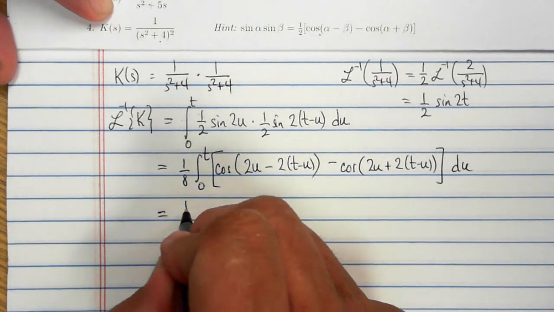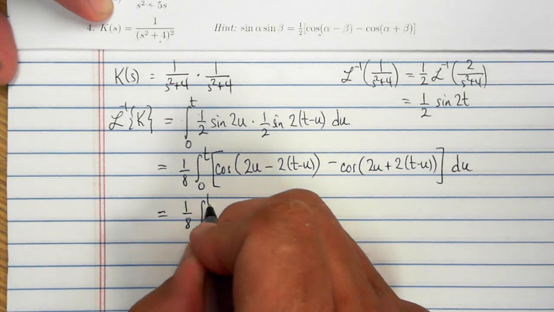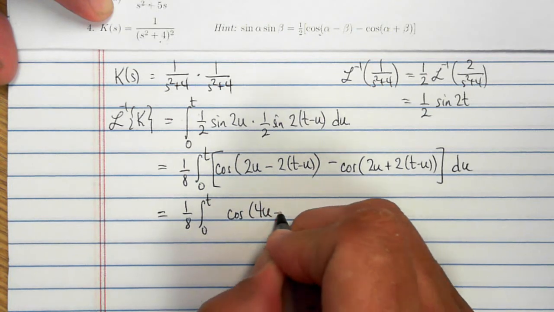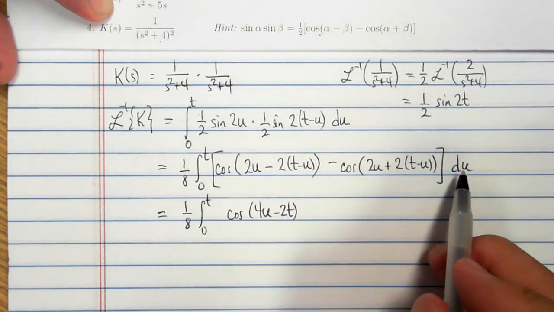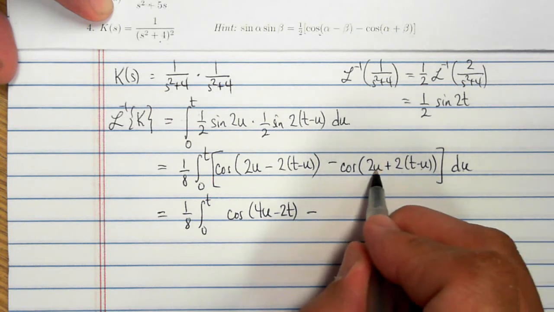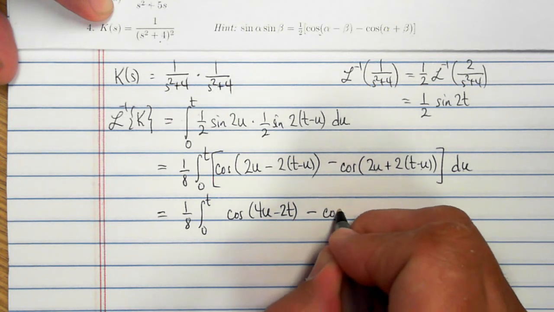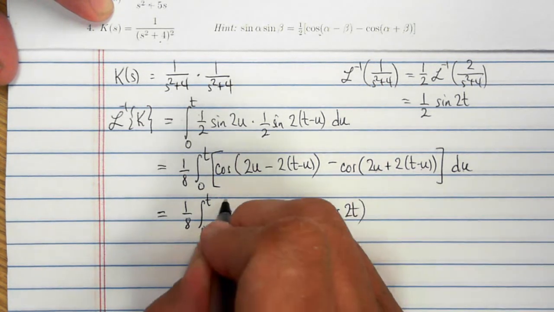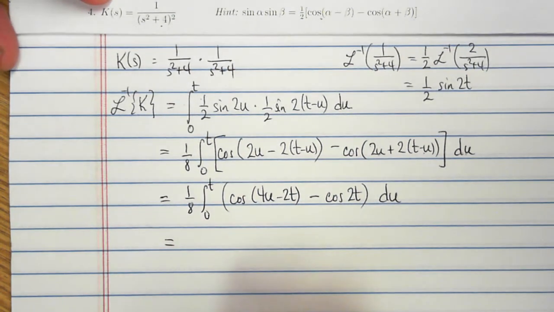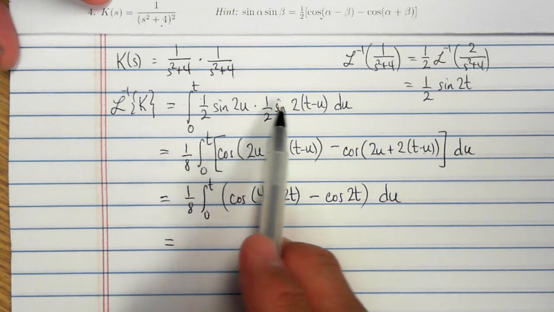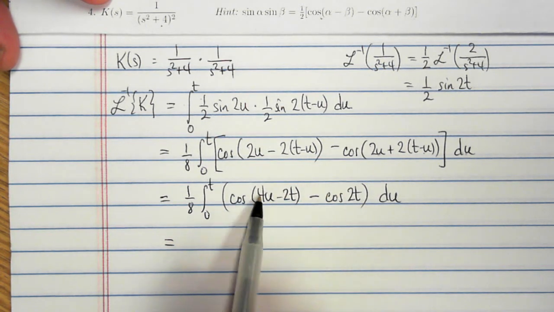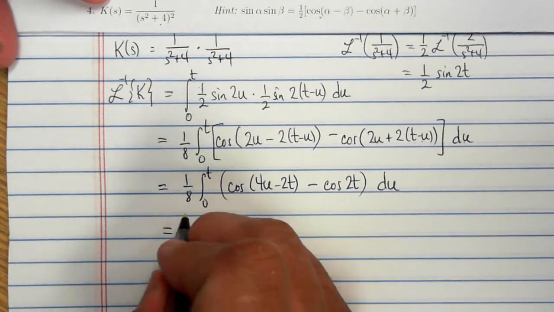Okay, so I get 1/8 integral from 0 to t of cosine of 4u minus 2t, integrating with respect to u. And this last part here, the 2u's actually cancel inside, and I'll end up with cosine of 2t, integrating with respect to u. Okay, so with that trig identity, I've changed the product of these two sines into the difference of two cosines, and I can now integrate both of those separately.